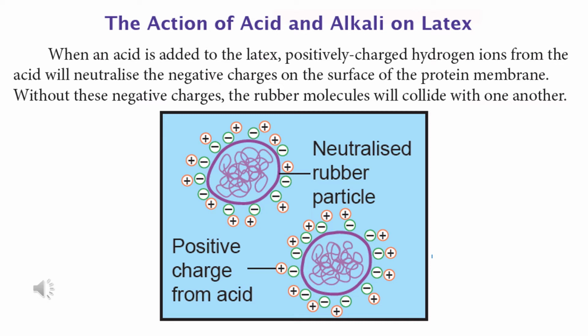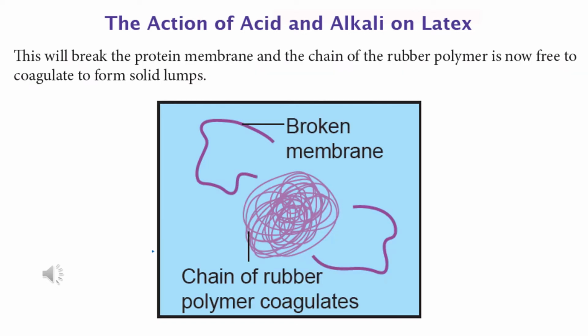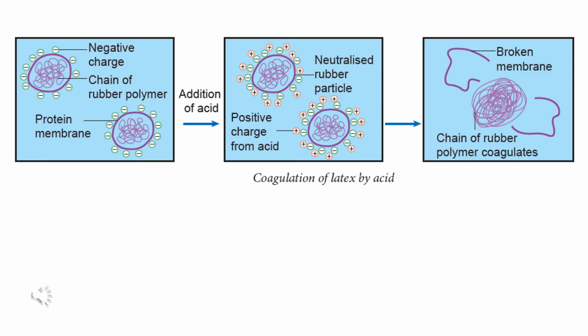When an acid is added to the latex, positively charged hydrogen ions from the acid will neutralize the negative charges on the surface of the protein membrane. Without these negative charges, the rubber molecules will collide with one another. When the molecules collide, this will break the protein membrane and the chains of the rubber polymer are now free to coagulate to form solid lumps. Observe the flow diagram that shows coagulation of latex when acid reacts with it.